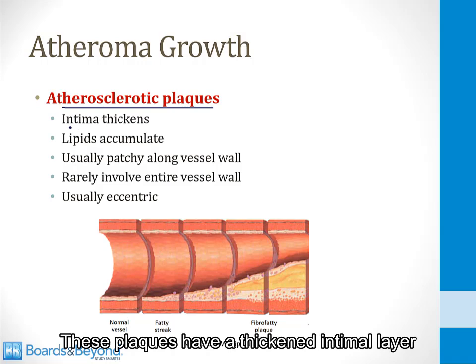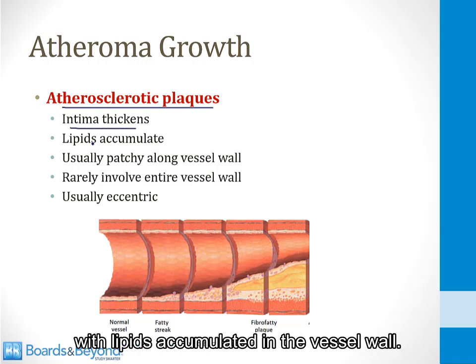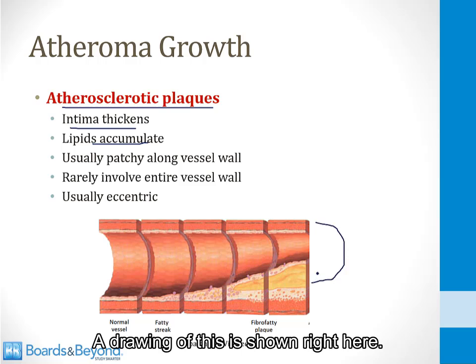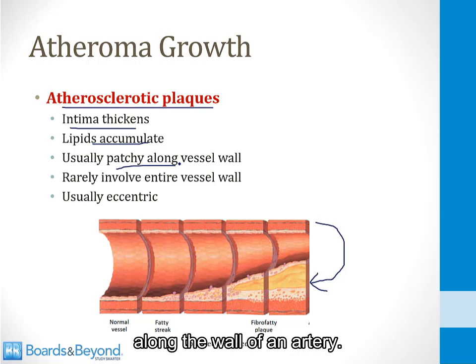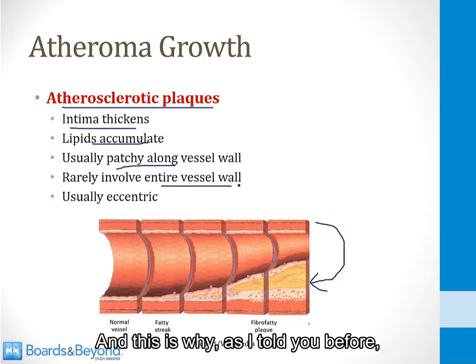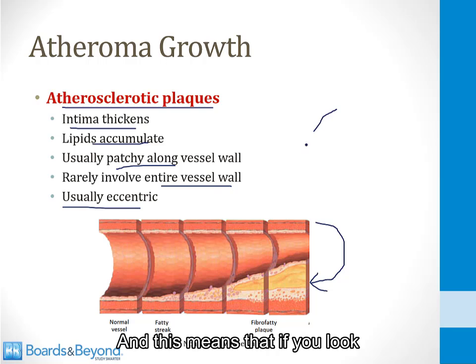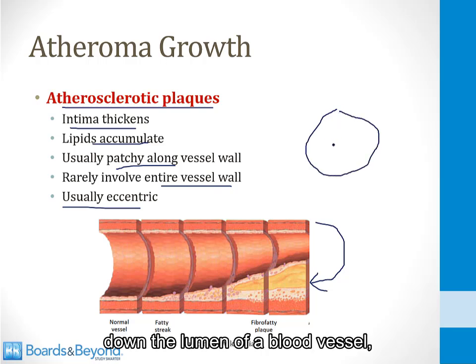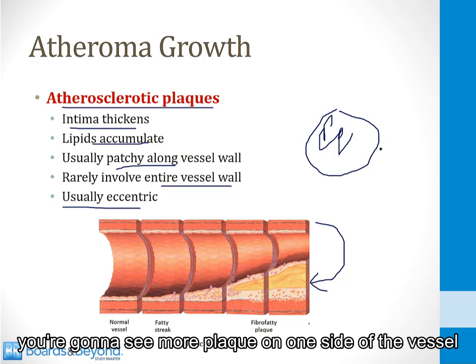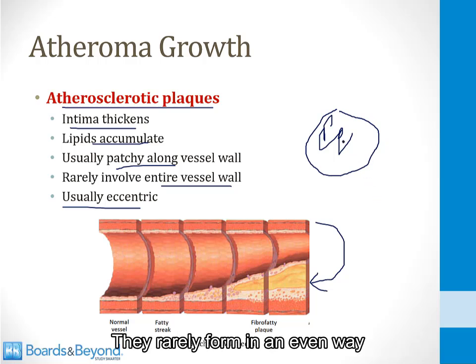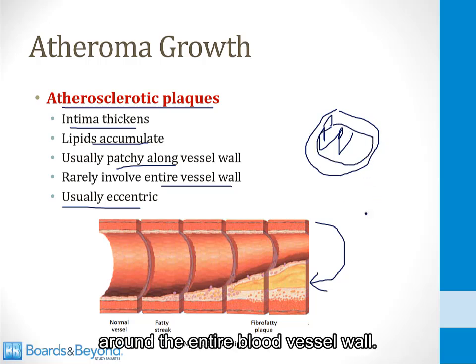These plaques have a thickened intimal layer with lipids accumulated in the vessel wall. A drawing of this is shown right here. They usually form in a patchy way along the wall of an artery. They rarely involve the entire wall, and this is why, as I told you before, plaques are usually said to be eccentric, not concentric. And this means that if you look down the lumen of a blood vessel, you're going to see more plaque on one side of the vessel and less on the other. They rarely form in an even way around the entire blood vessel wall.